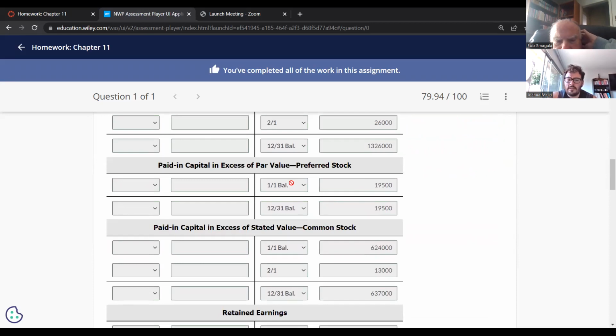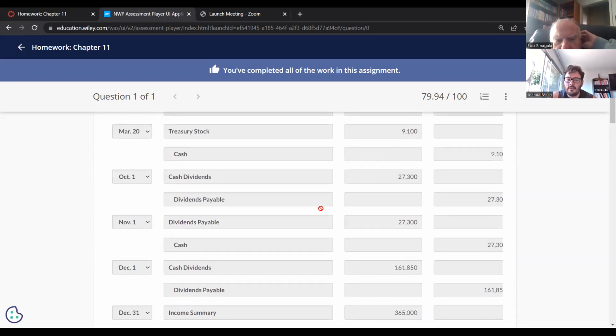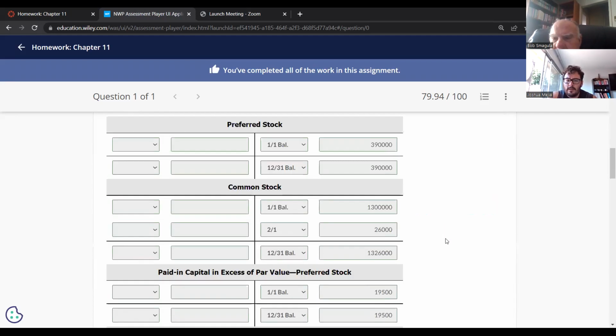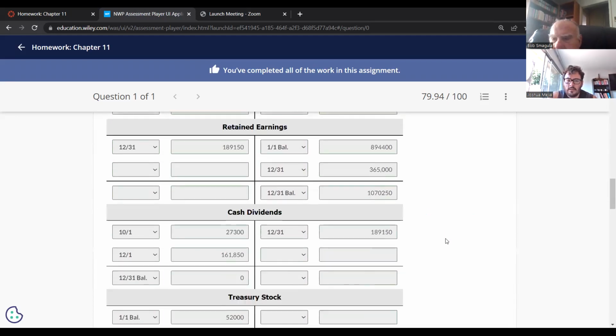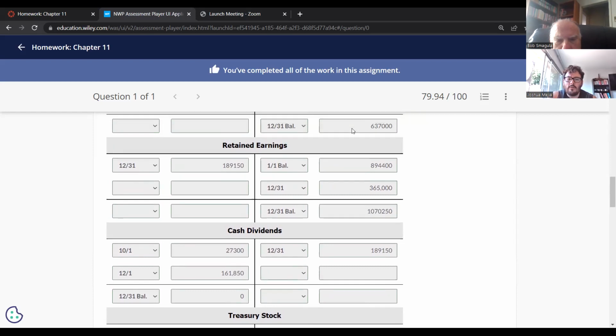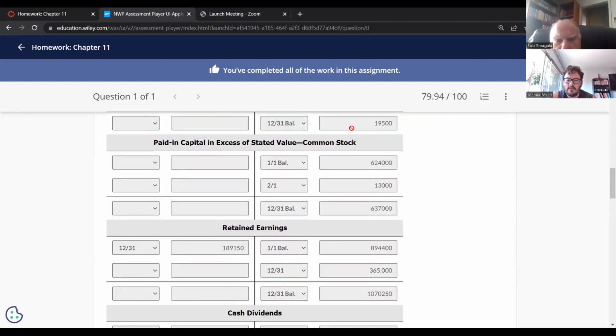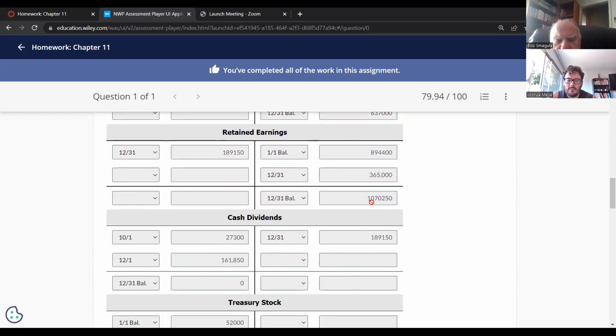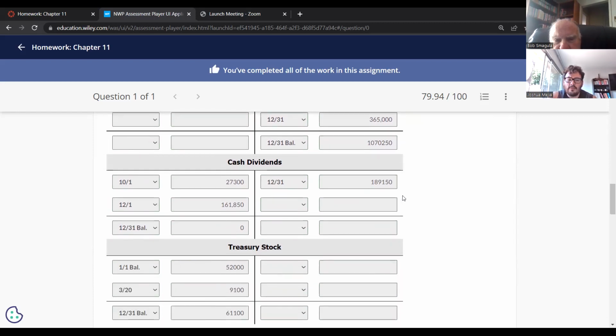And then I had the same issue with these. Well, no, I had these correct because basically on the homework right here, we had it on the credit side. So I was like, okay. And then I think the retained earnings, I had to do some sort of calculation. No, we had the retained earnings already. They gave it to you. Yeah, I understood that one.